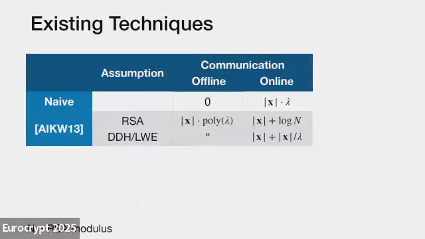So AAKW was basically the first work to study this label compression problem. They've proposed a couple of different schemes, the most efficient one probably being the RSA-based scheme, where the additive overhead is simply a single RSA group element. But it also comes at the cost of significant offline communication.